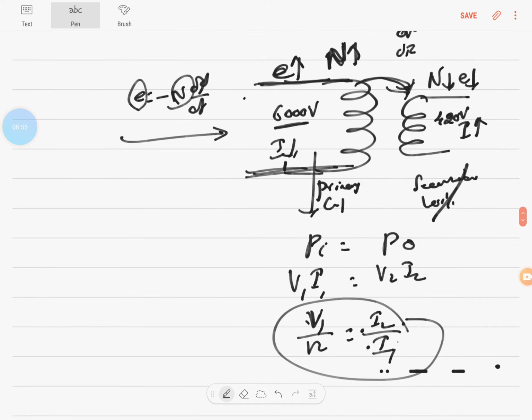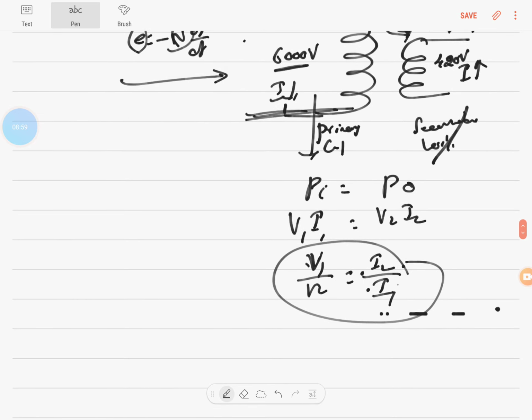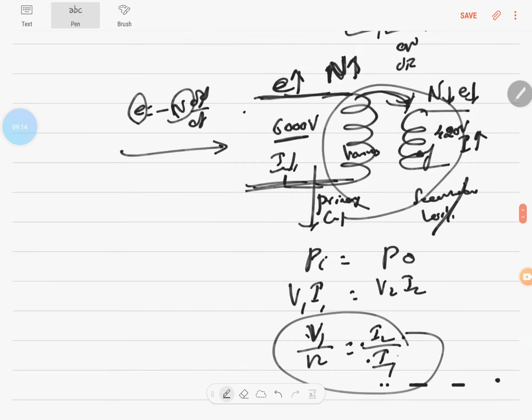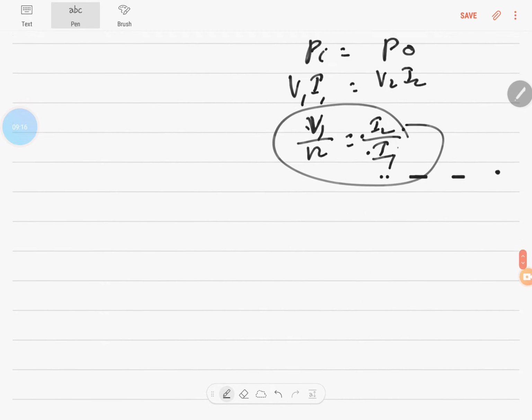We'll come across transformers in the next chapter, but having said that, I made you understand this phenomenon is based on mutual induction. This phenomenon here is based on mutual induction. The varying flux in one coil produces an induced EMF in the other coil. That's the same phenomenon. So that's about it. That phenomenon of mutual induction is over.